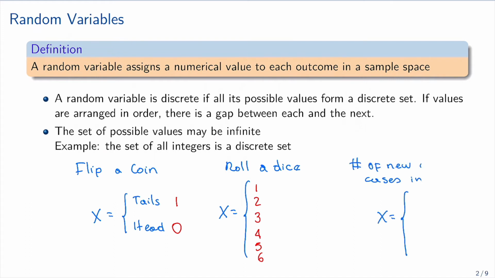In a third example, the number of new COVID-19 cases in a day. So that could be in a particular place, like for example San Angelo. So we can have either 0 cases, desirable, 1, 2, 3. We cannot have 1.5 cases. It's not possible. So that makes this variable discrete.